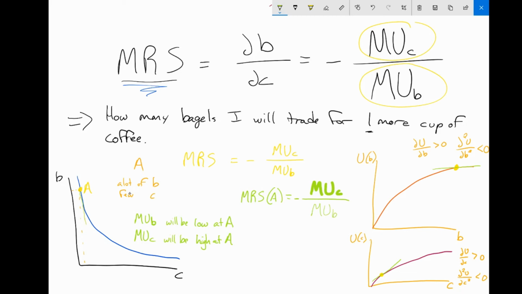Let's look at the graph. What is the derivative of this indifference curve at the point A? Well, it is a very steep negative number. This means that at point A, the agent will trade a lot of B to get more C. Why? Because the marginal utility that they get from bagels is very low. They don't really care about those additional bagels. But the marginal utility they get from coffee is really high. They really want at least one more cup of coffee. And so they will trade a lot at point A.